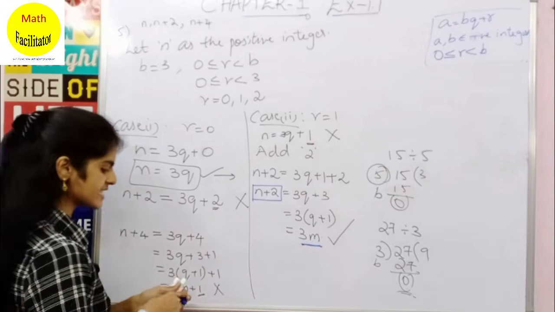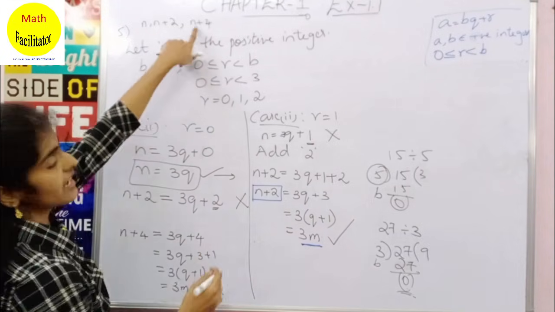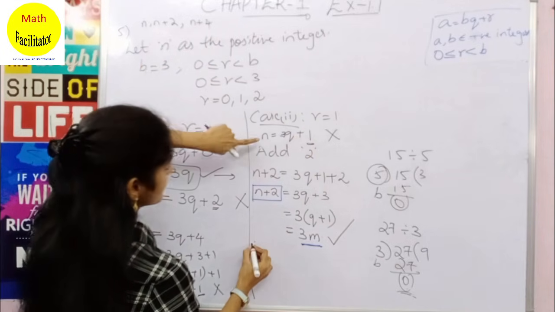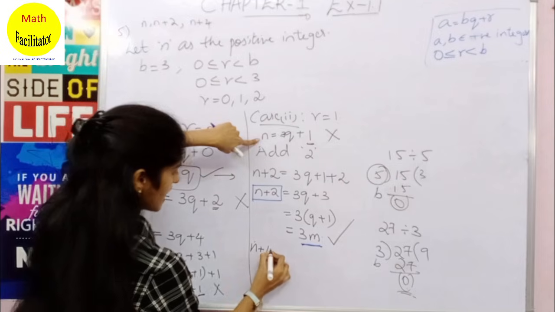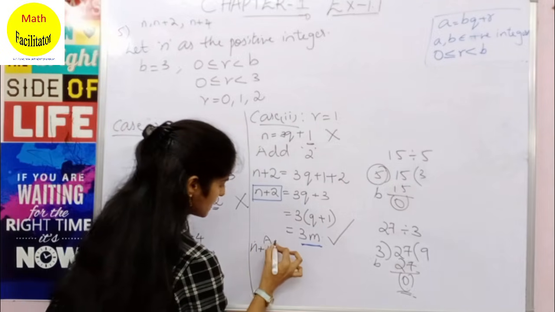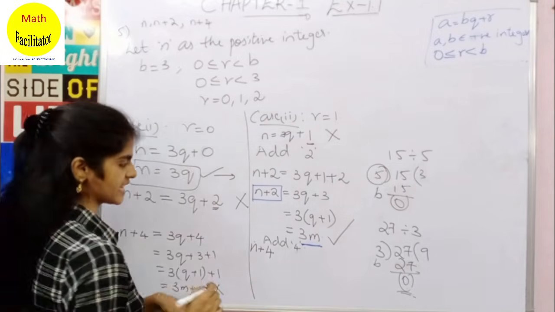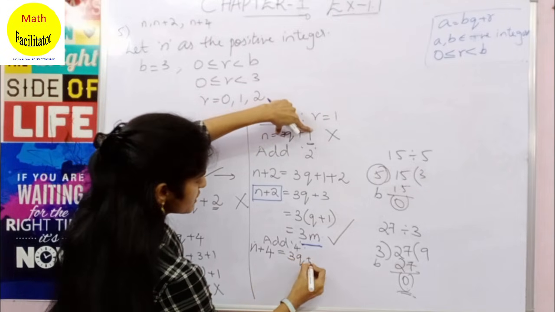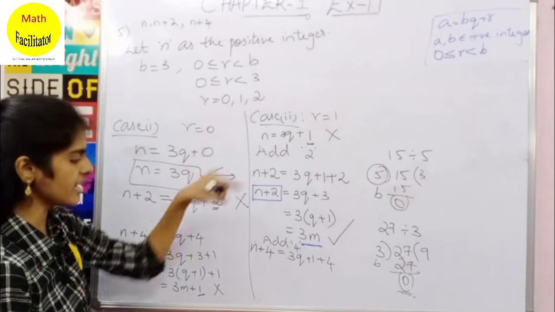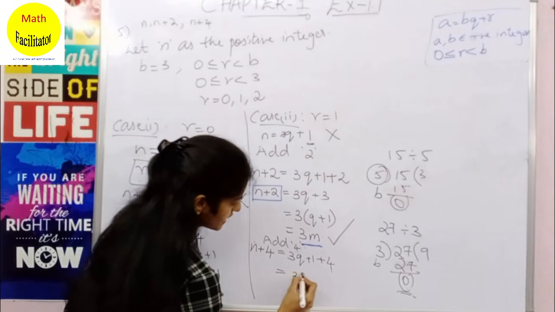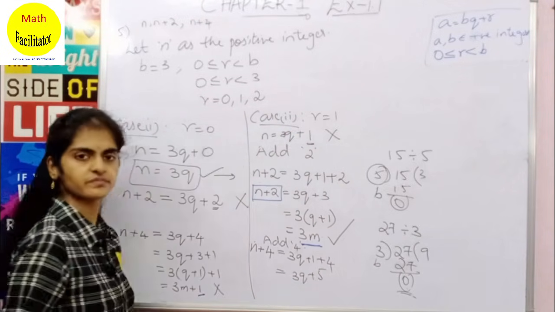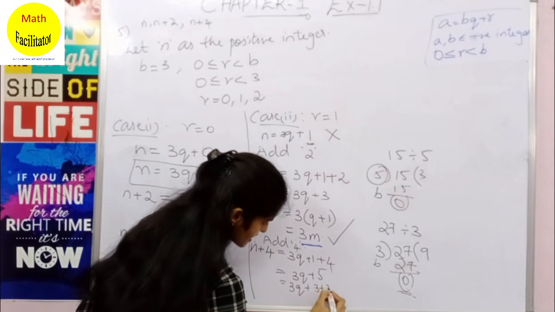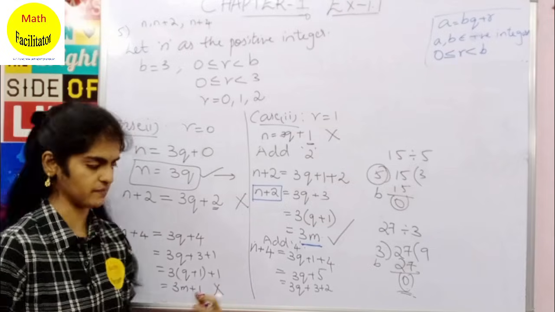Now let us take the next condition, n plus 4. That means let us add 4 to this. So for this equation, you are adding 4 on both the sides. So let me write here, add 4 on both the sides. So n plus 4 is equal to 3q plus 1 plus 4. So this is nothing but 3q plus 5. Now this 5 I can write as 3 plus 2, so 3q plus 3 plus 2. Why? Because I want to take 3 common.